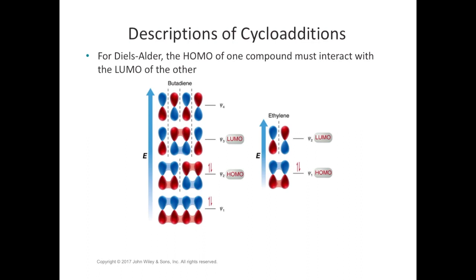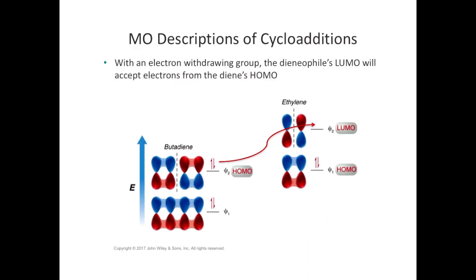So the LUMO is unoccupied, so we're going to have electrons being moved from the HOMO of one to the LUMO of another. With an electron withdrawing group, the dienophile's LUMO will accept electrons from the diene's HOMO. So here we're going to have electrons move into the LUMO from butadiene to the dienophile.